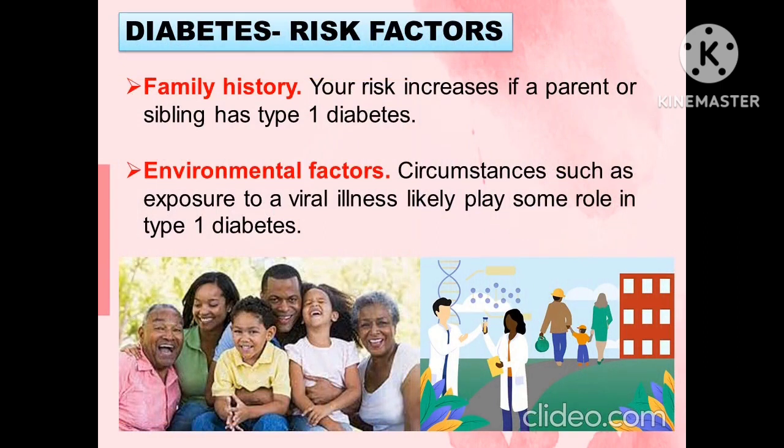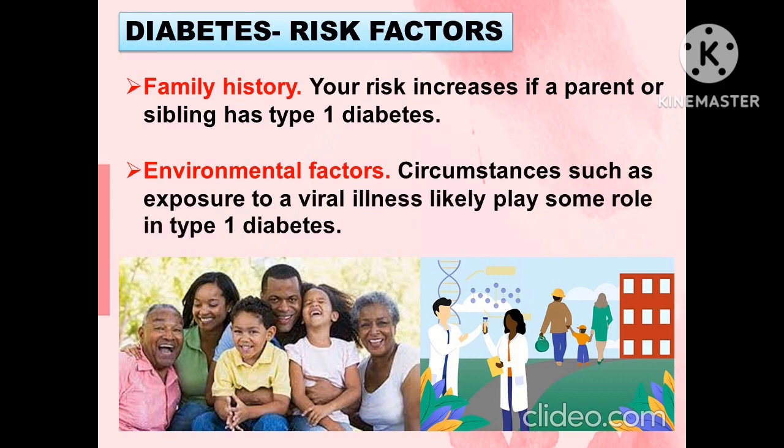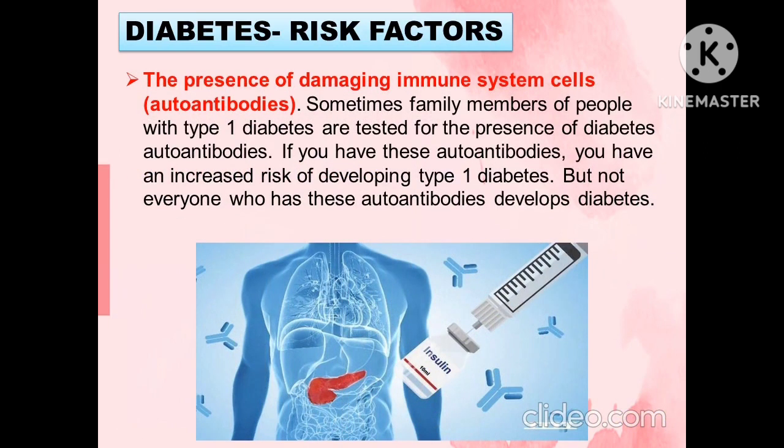The following are the risk factors of diabetes. Family history: your risk increases if a parent or sibling has type 1 diabetes. The second one is environmental factors. These are circumstances such as exposure to a viral illness, which likely plays some role in type 1 diabetes.